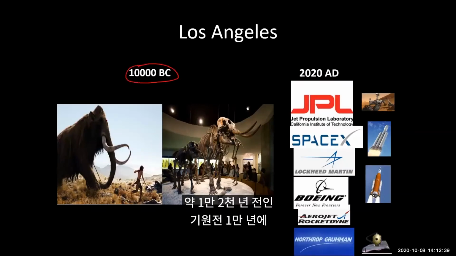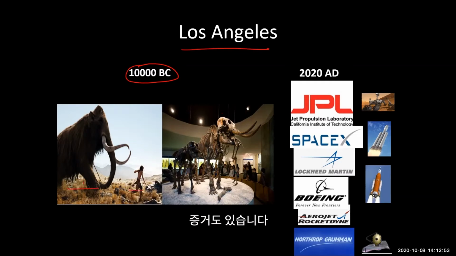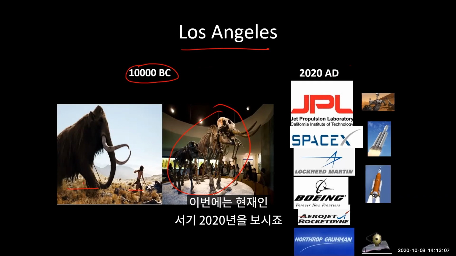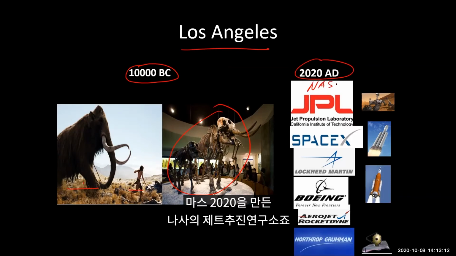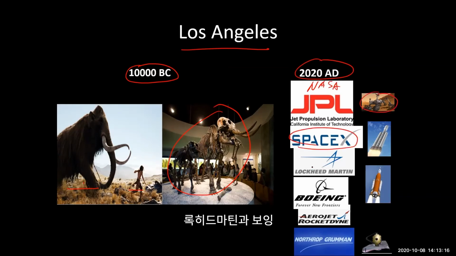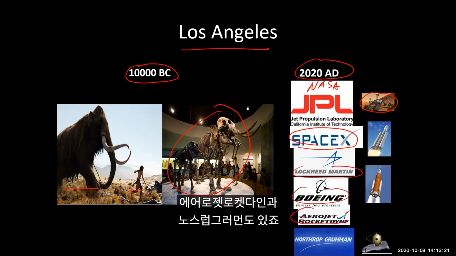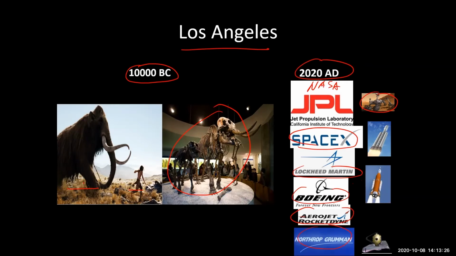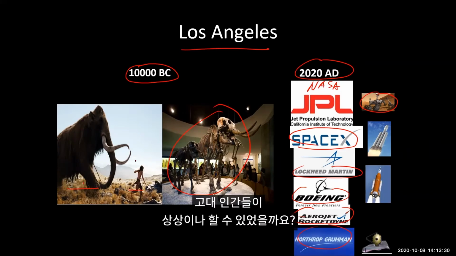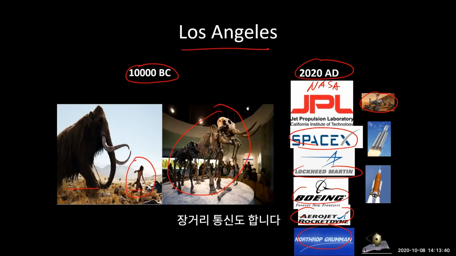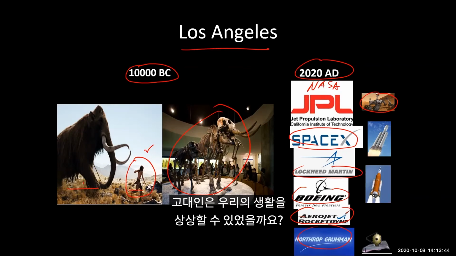About 12,000 years ago, 10,000 BC, here in Los Angeles, where I live, there used to be a lot of mammoths. The mammoths lived together with the humans. Here's the evidence: we have a museum in Los Angeles that has a lot of mammoth bones. Now in the same region, 2020 AD, we have NASA Jet Propulsion Laboratory making Mars 2020. We have SpaceX, Lockheed Martin, Boeing, Aerojet, and Northrop Grumman, which are space exploration leaders. They're all located here. So I wonder whether this ancient man could possibly imagine our current lifestyle, like space exploration or long-distance communication, just like today's talk. Could he possibly imagine our current lifestyle?